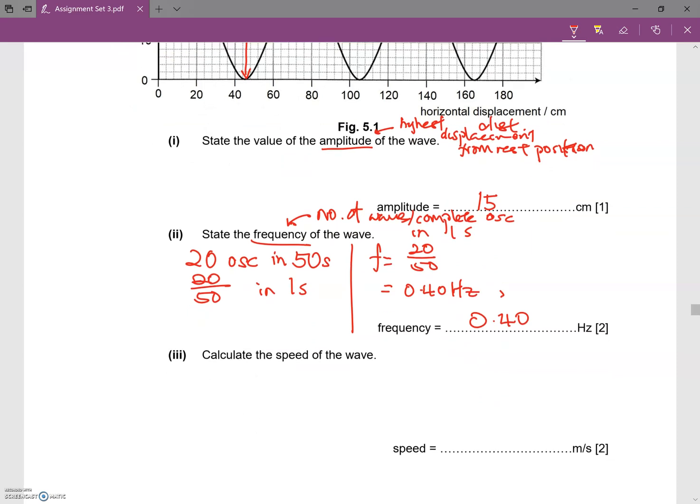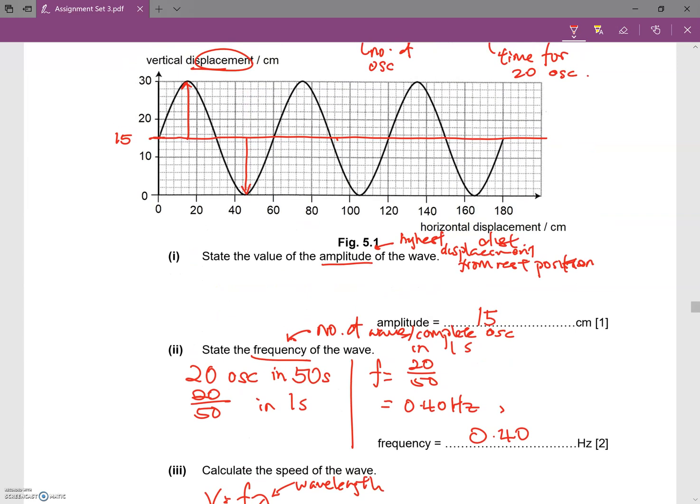Now, calculate the speed of the wave. To find the speed of the wave, because this is a wave question, we most probably will use v equals f lambda, where lambda is the wavelength. We have the frequency, which is 0.40. How can we find the wavelength? Wavelength is the length of one complete wave. So let's use a different color to show. Can you see this blue line over here? This is one complete wave, from 0 all the way to 60.